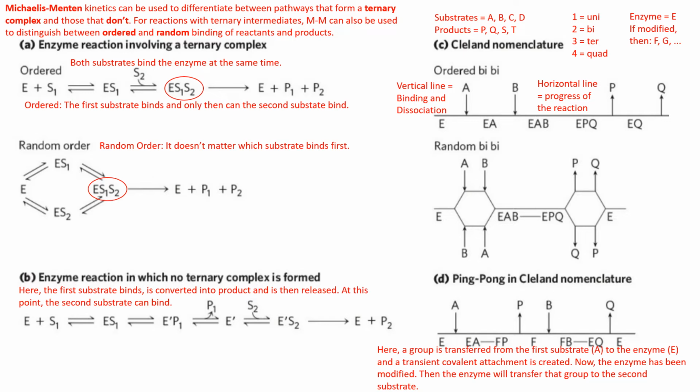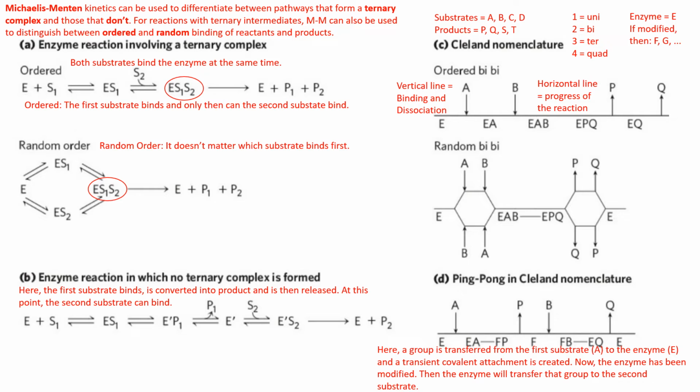With product 1. So that substrate 1 was converted into product 1. And then product 1 is released. But the enzyme was modified, and that's why you see that little thing right there. So then substrate comes in, substrate number 2. And then you have the enzyme substrate number 2 complex. And then that results in the free enzyme, unmodified, plus product number 2.